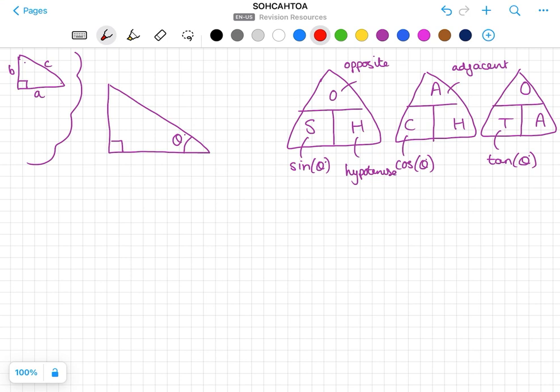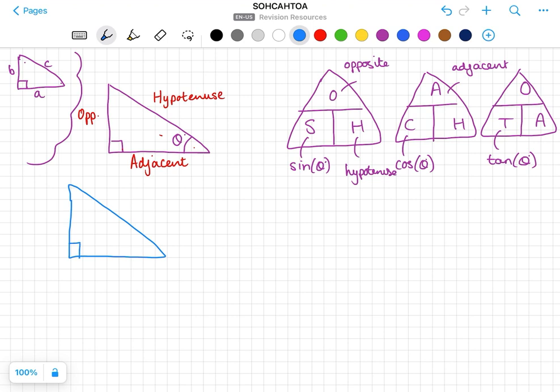The hypotenuse is the side that is opposite the 90-degree angle, and it is the longest side of your right angle triangle. The adjacent is the side that is sandwiched between your two angles. And the opposite is the side that is opposite your angle, not the 90-degree angle. So let's do an example question.